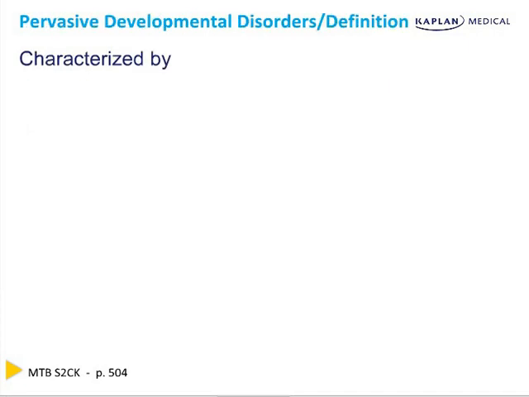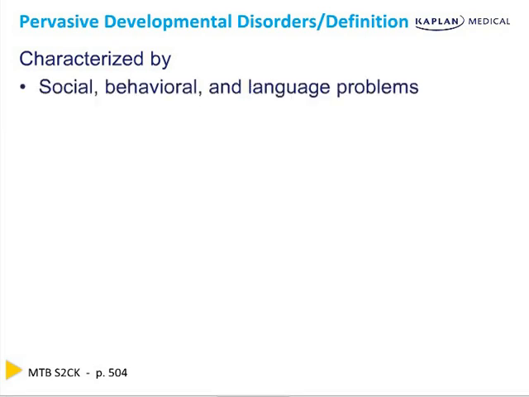So now we're moving on to a very high yield topic. This is very likely to appear on your exam. It's something that the test makers enjoy testing you on. These are the pervasive developmental disorders. And what that means here, it's characterized by social, behavioral, and language problems. And it occurs before age 3.